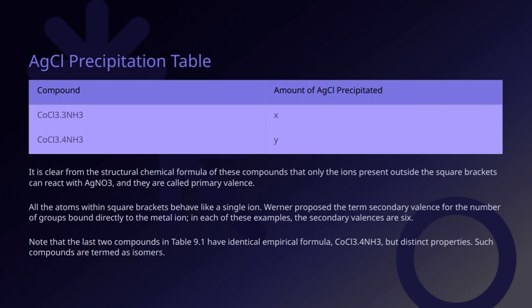It's also important to understand which parts of these compounds can react with silver nitrate, AgNO3. From their structural formulas, only the ions outside the square brackets are reactive in this context. These are called the primary valence sites. And speaking of reactions, the precipitation table helps us see how much silver chloride precipitates with each compound. For CoCl3·3NH3, the amount of AgCl precipitated is indicated as X, while for CoCl3·4NH3, it's Y. This data helps us understand the reactivity differences between these compounds, even though they share the same empirical formula.